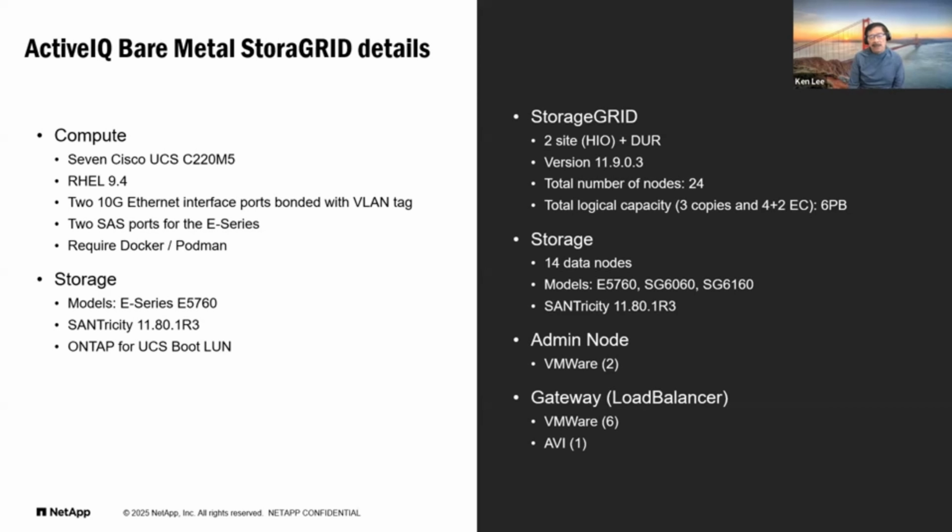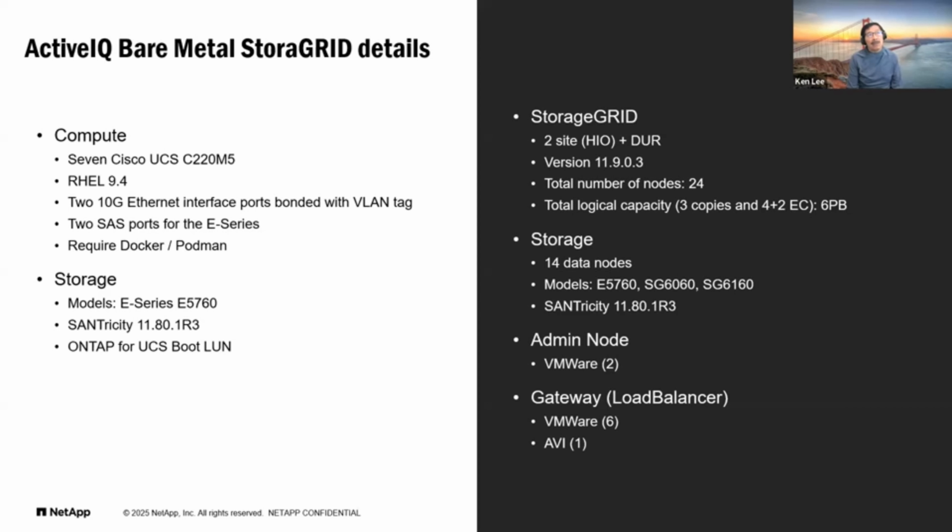The backend E-Series is the E-Series 5760. We also have the SG6060 and the 6160. You might be wondering, those SGs are appliances and not bare metal. It is because we just added them less than a month ago. When we built this grid, it was a single-site grid. Now it is a 2-site grid.